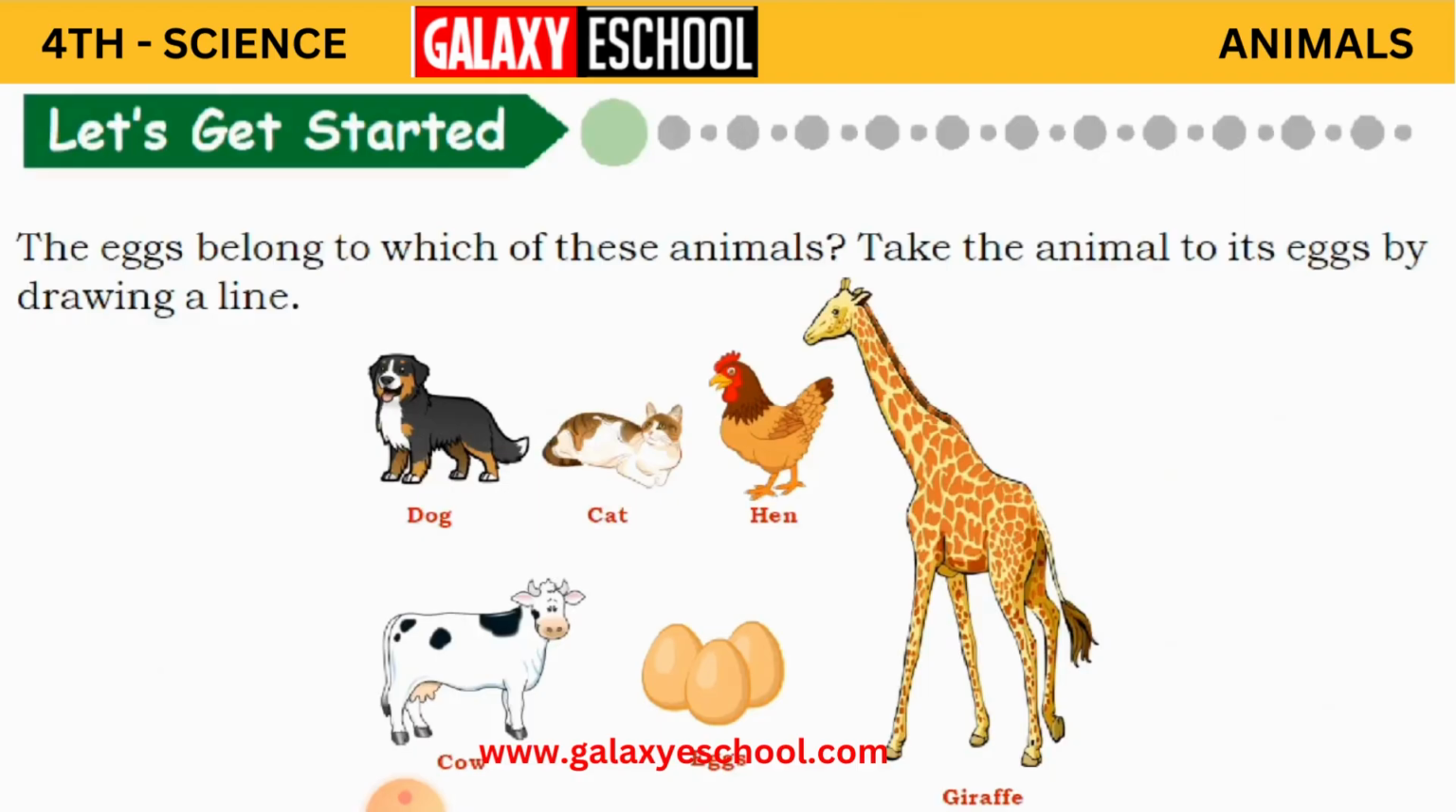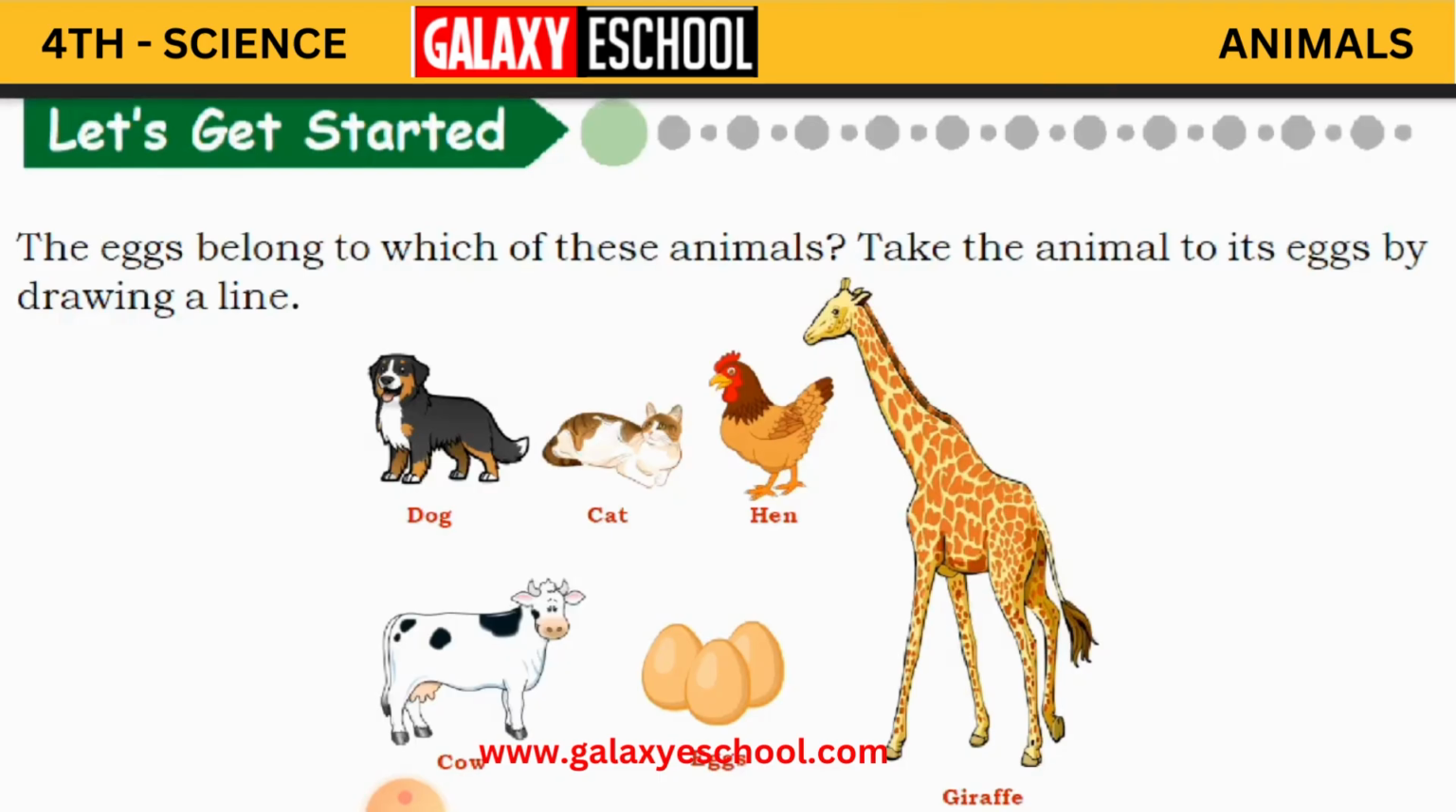The eggs belong to which of these animals? Take the animal to its egg by drawing a line. See here, children, in the picture what you are having? You are having different animals like a dog, cat, hen, giraffe, cow and all this. And here you have got eggs.